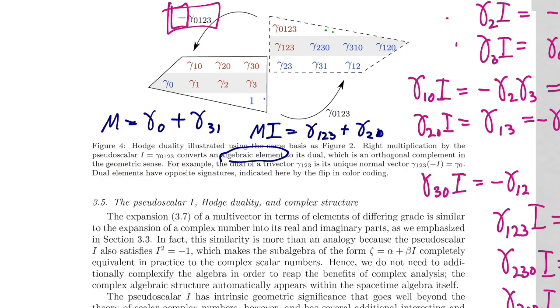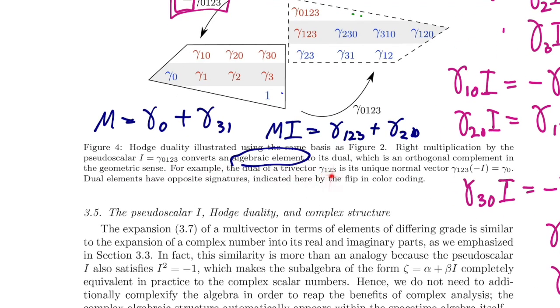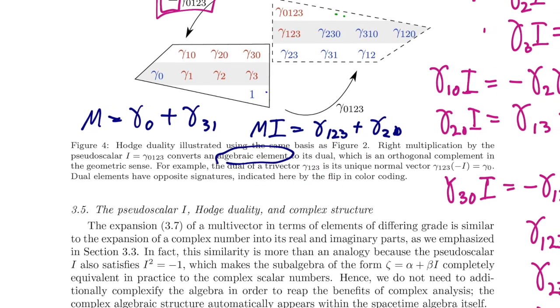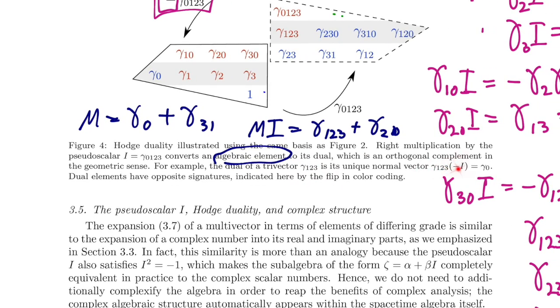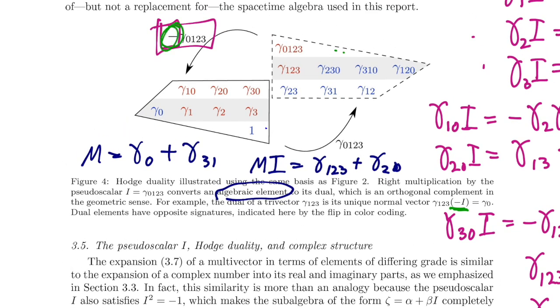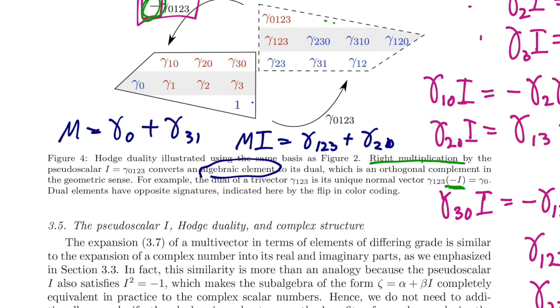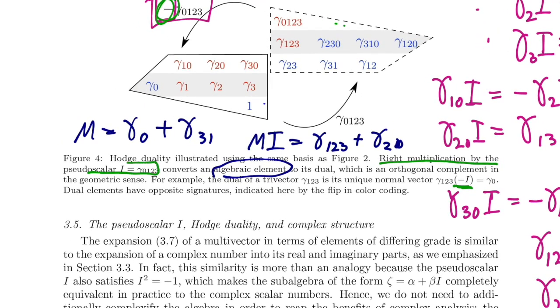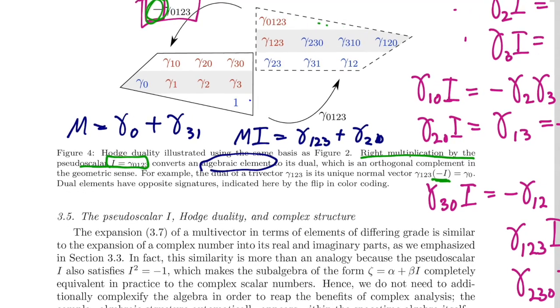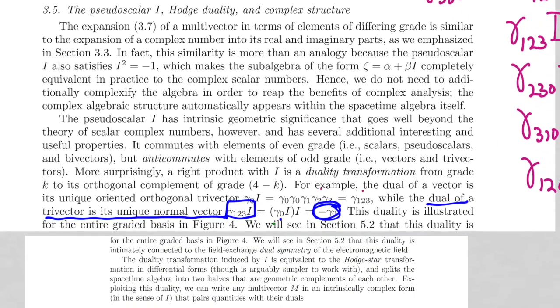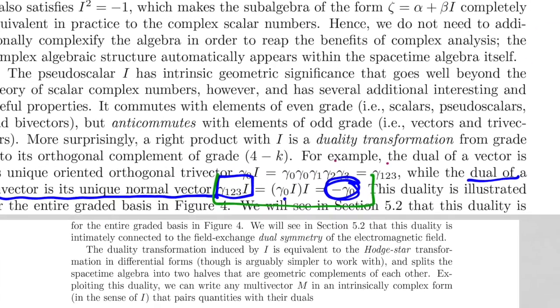And then they give you this example. For example, the dual of a trivector gamma 1, 2, 3 is its unique normal vector, gamma 1, 2, 3 minus I, which is gamma 0. Okay, so what gives with that minus sign? I see it here, and I still don't understand it. But that's not the way we defined a dual. We defined a dual by right multiplication by the pseudoscalar I, not the pseudoscalar minus I. And so now they have the dual of a trivector is its unique normal vector gamma 0. But that exactly contradicts what they wrote down here, right?